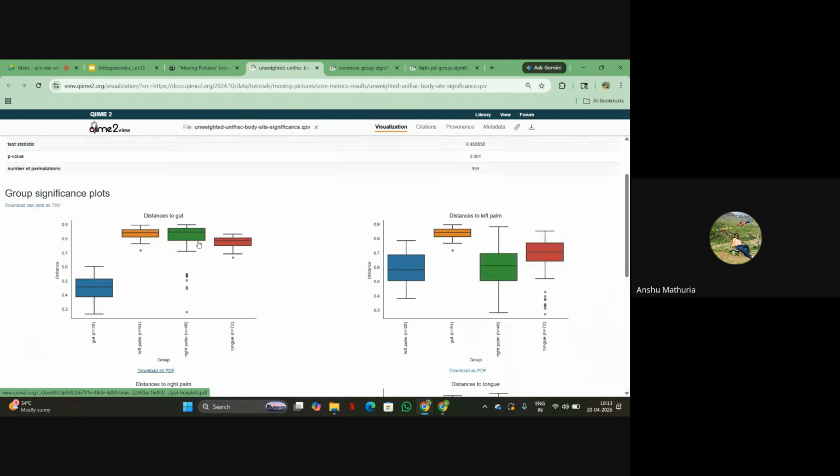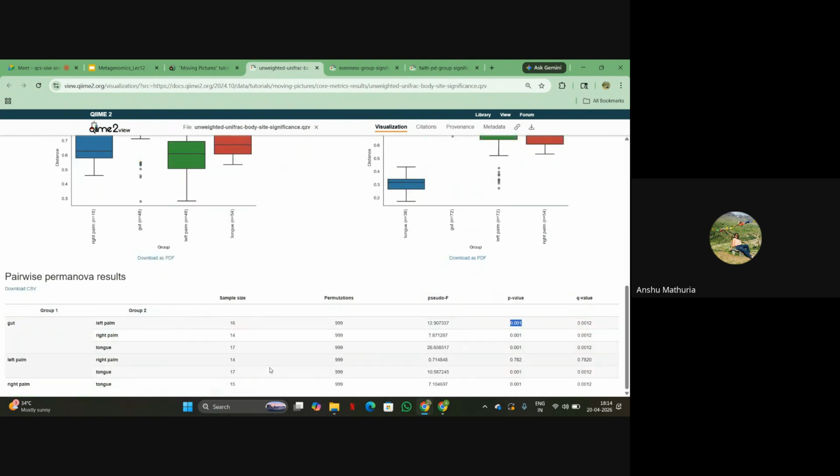And based on this, these group plots are also there, where you can see that the distance for the gut microorganisms is way different from the microorganisms of left palm, right palm, and tongue. They have a higher distance. So when we are comparing gut distance to all the others, we are understanding that these have a larger distance. That is why these are distantly related organisms. Similarly for PERMANOVA as well.